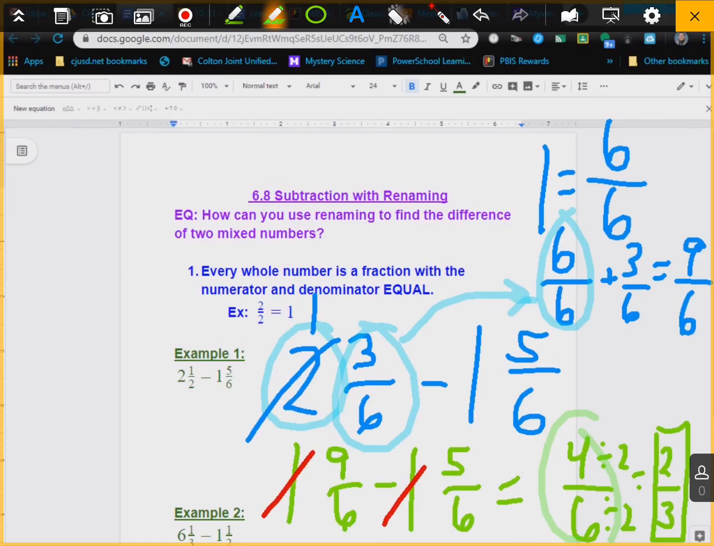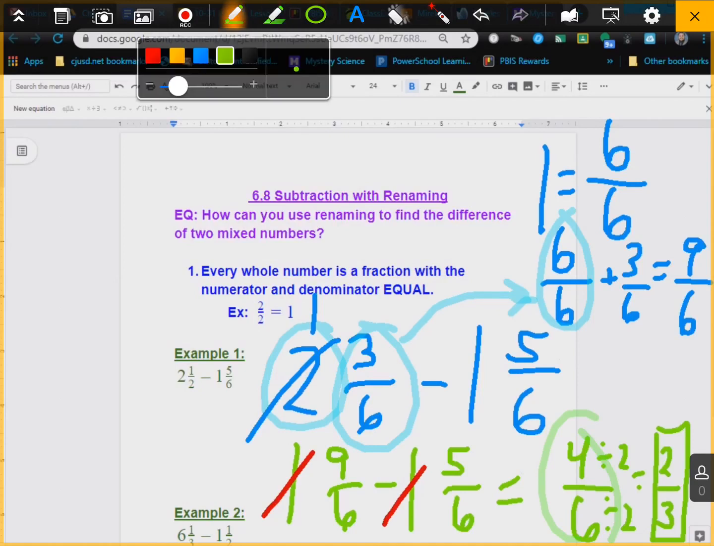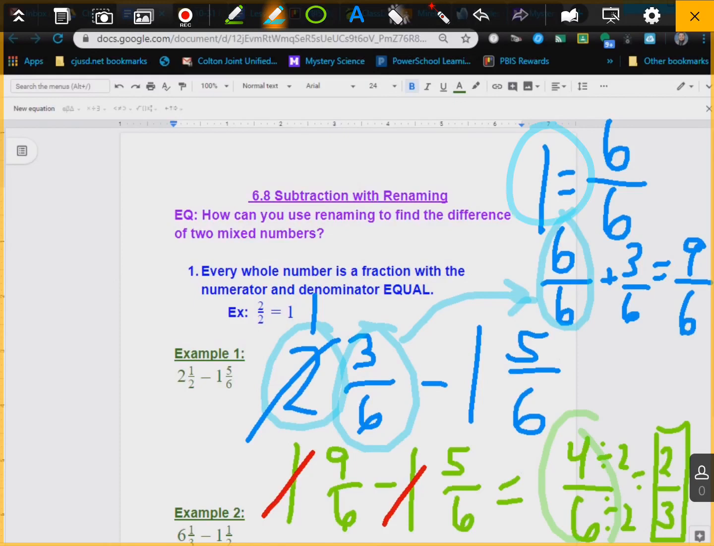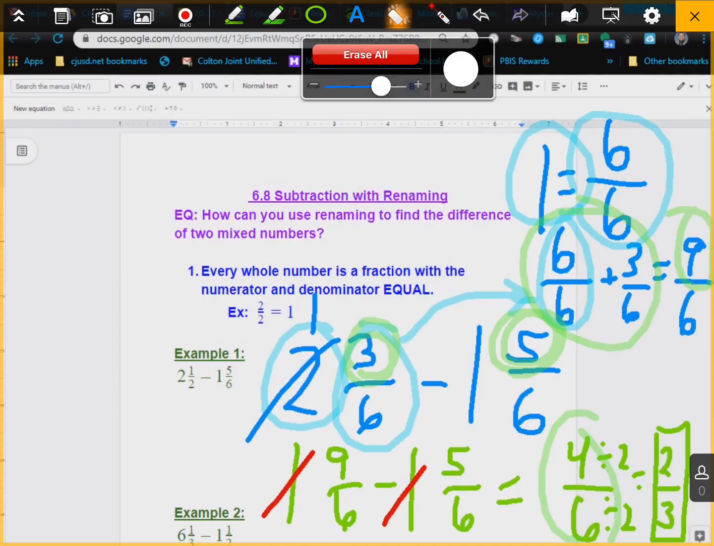So, you need to make sure, one of the steps that I actually didn't write down, but since every whole number is the fraction with the numerator and denominator equal, if this numerator here is smaller than the other numerator right here, then you need to add the whole numbers so this numerator can be bigger, and then regroup. Let's go ahead and do another example.